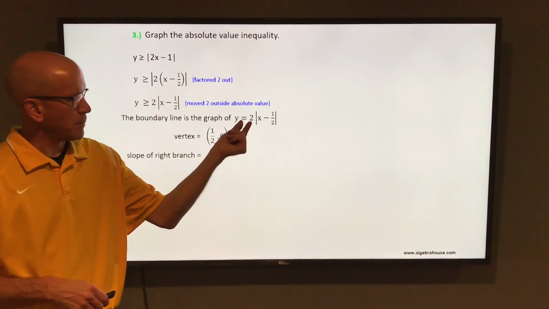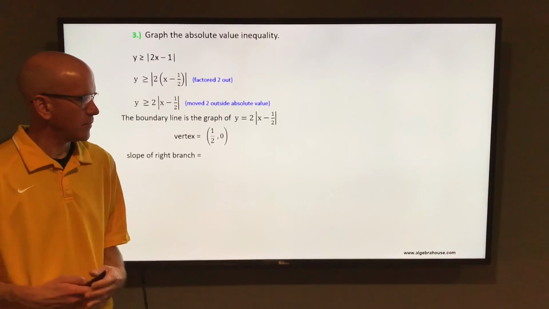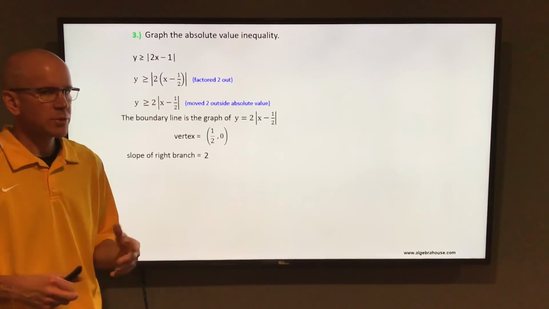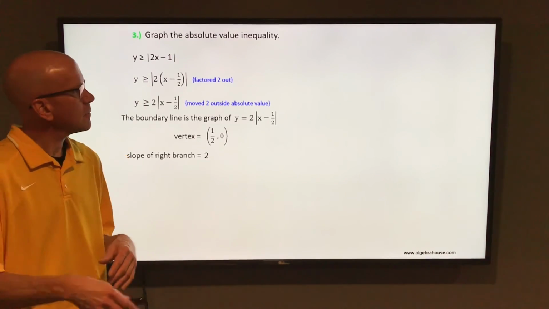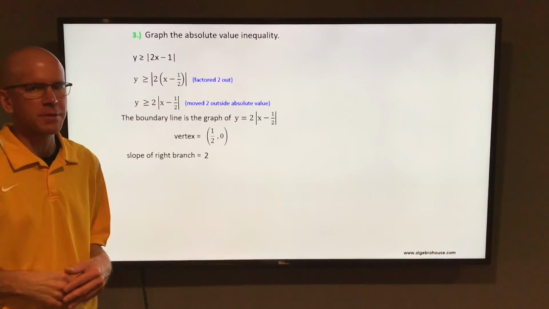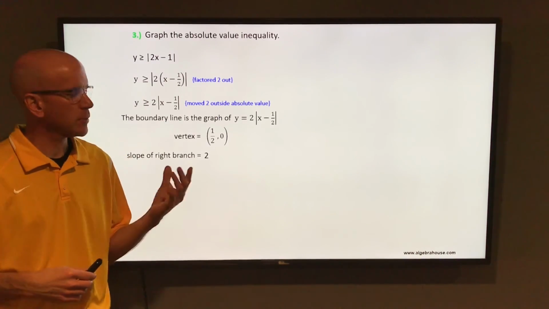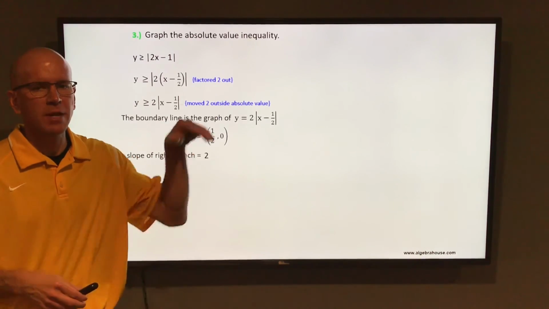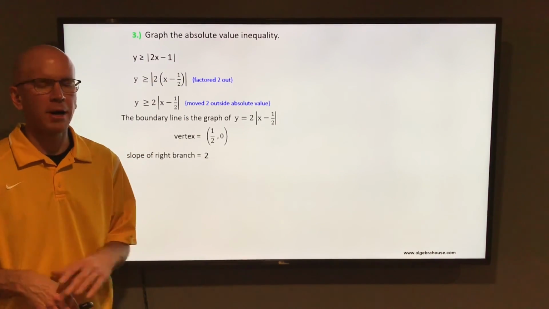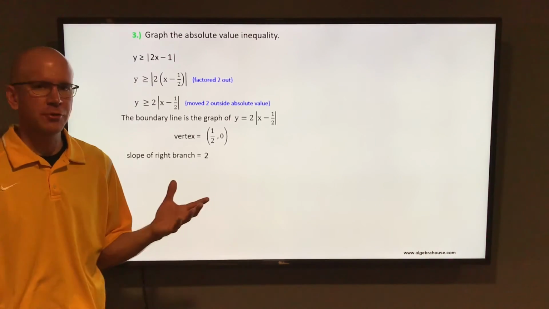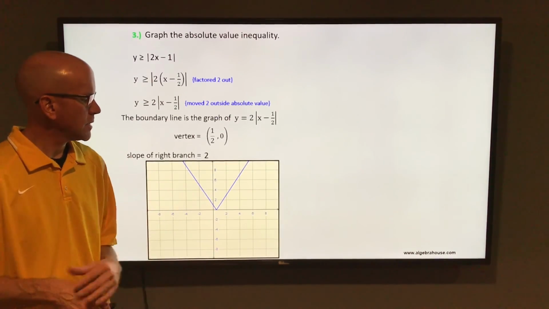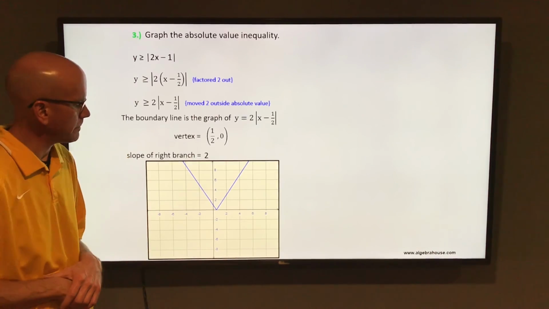And then the slope of the right branch, that's this 2 out in front of the absolute value. So the slope of the right branch is 2. Which direction are we going to shade? When it's in general form or standard form, look at the inequality sign. If that's greater than or equal to, or greater than, you're going to shade above the boundary line. If it's less than or equal to, you shade below the boundary line. If you're not sure or confused, use a test point. And you can always use (0, 0), just so that (0, 0) is not on that boundary line.